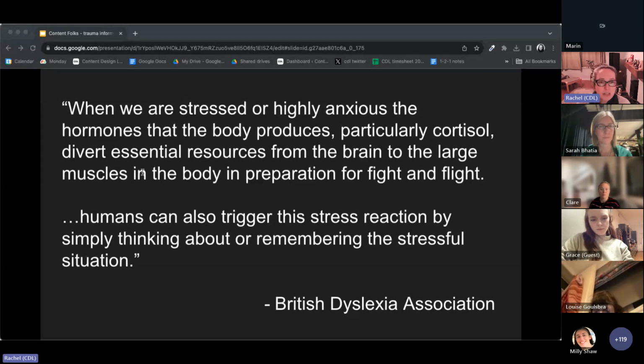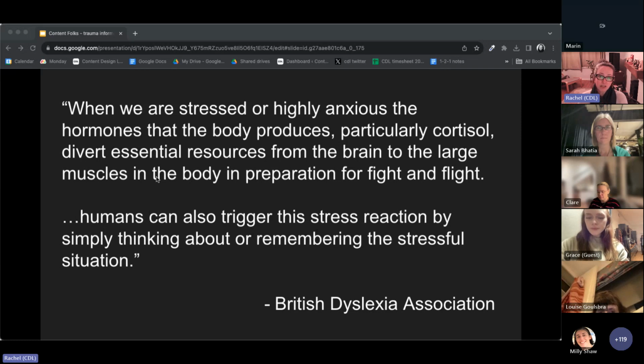So here's what the British Dyslexia Association say about the impact of stress and anxiety on learning. When we're stressed or highly anxious, the hormones that the body produces, particularly cortisol, divert essential resources from the brain to the large muscles in the body in preparation for fight and flight. So in simple terms, the thinking part of the brain can't work effectively during periods of heightened stress and increased anxiety. Humans can also trigger this stress reaction by simply thinking about or remembering the stressful situation.